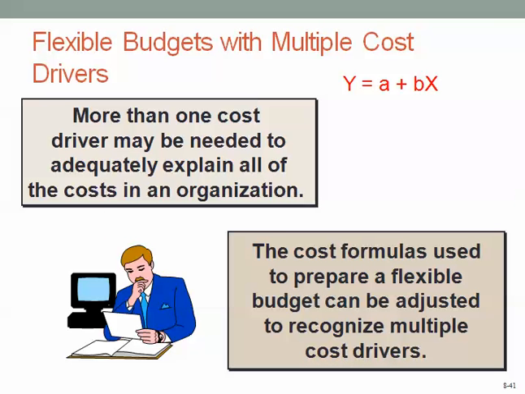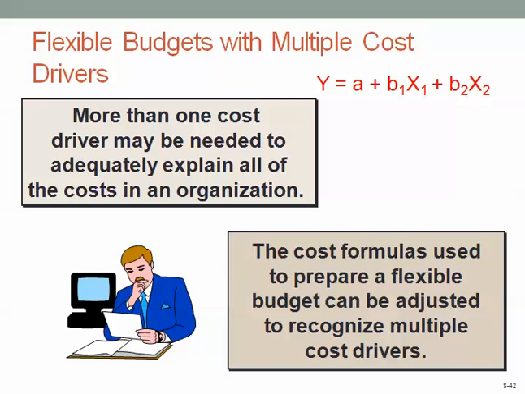In our simplest form, we broke cost down into two components, a fixed and a variable component, and we used a cost equation y equals a plus bx, where a was our fixed component and b was the variable component of our cost. However, it might be that in our organization we might need more than one cost driver to explain the costs in our organization. In this case, our cost formulas can be adjusted and use multiple cost drivers to prepare our flexible budgets.